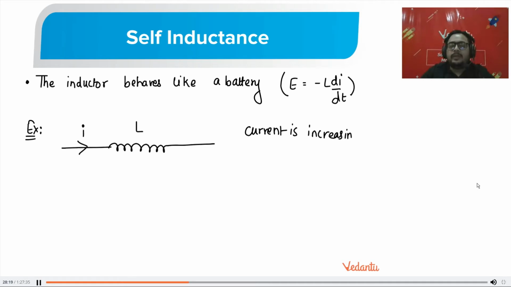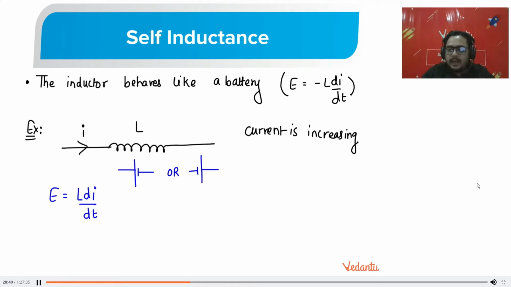Now I have to create a battery. Obviously, I know the inductor will behave like a battery of EMF L di by dt. This is the magnitude only of EMF L di by dt. Now I can make the battery like this, or I can make the battery like this.